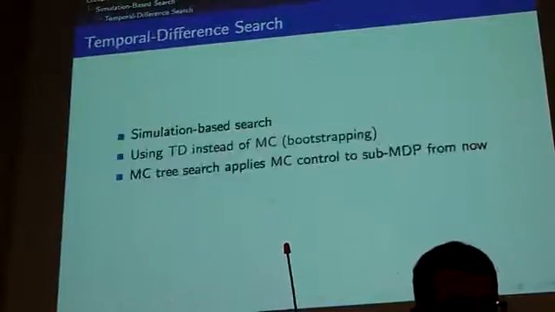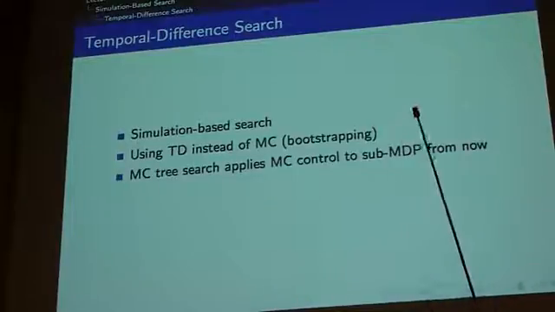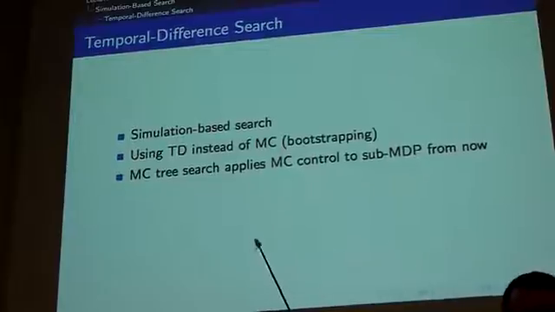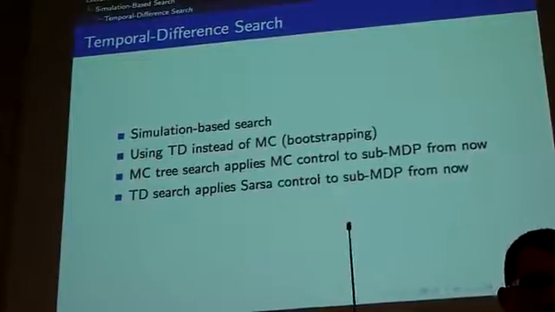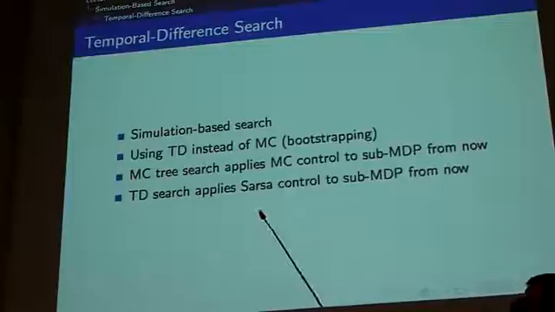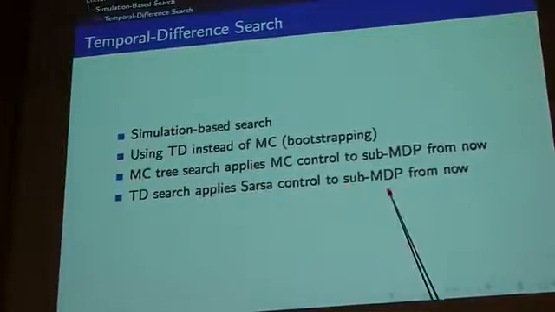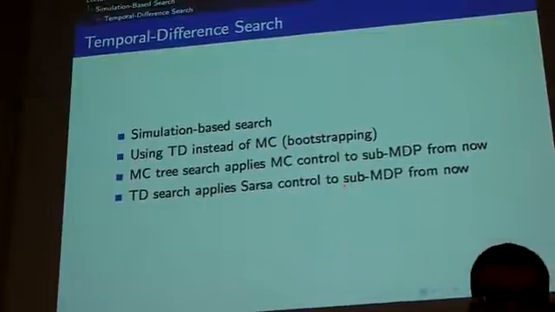Okay, so Monte Carlo tree search applies Monte Carlo control to the sub-MDP starting from now. And it's natural to ask, what happens if we use TD instead? So the idea of TD search is to apply Sarsa control to the sub-MDP starting from now, instead of Monte Carlo control.